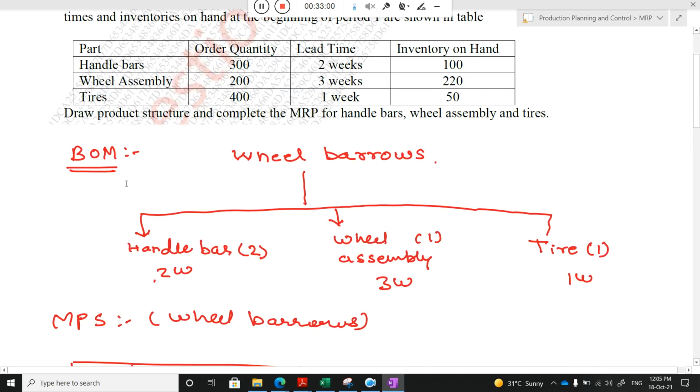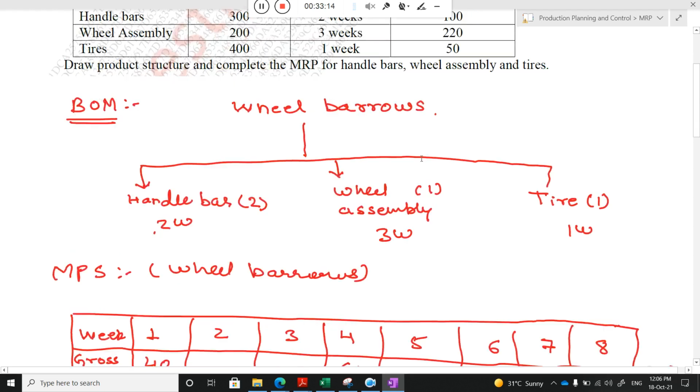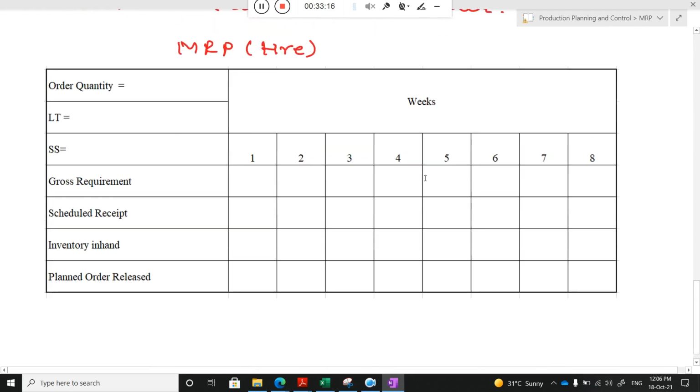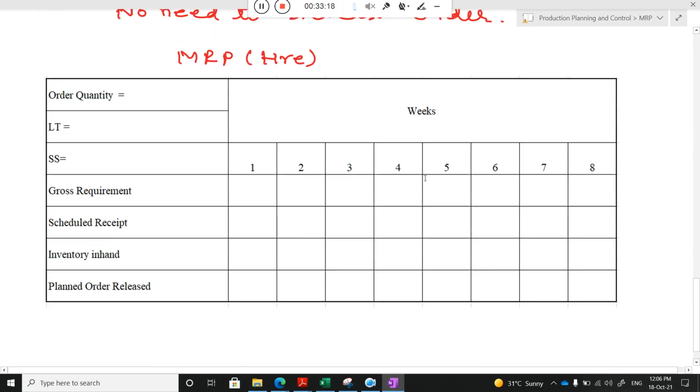In the inventory table the order quantity is given, that is 400. What is the lead time? Lead time is 1 week, and inventory in hand, meaning the number of tires available in my plant, is 50. So I will put all of this in the table: 400, 1 week, and inventory in hand is 50.